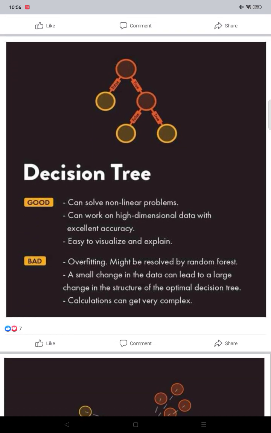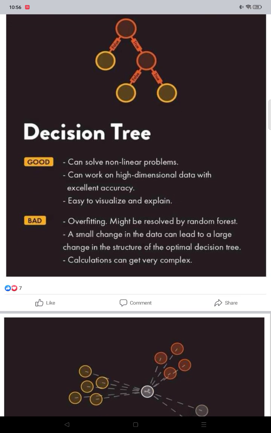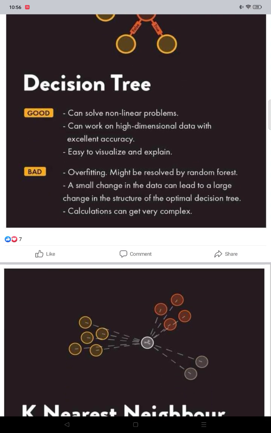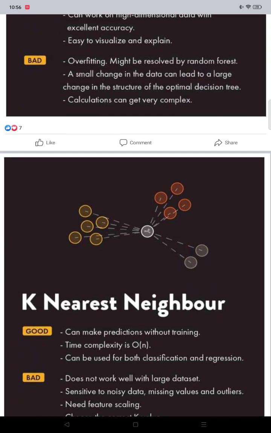Decision tree. The good thing is it can solve non-linear problems, can work on high dimensional data with excellent accuracy, and is easy to visualize and explain. The bad thing is overfitting, which might be resolved by random forest, and small changes in the data can lead to large changes in the structure of the optimal decision tree, and calculation can be very complex. That is the bad thing.